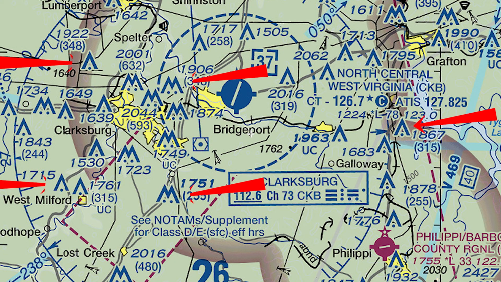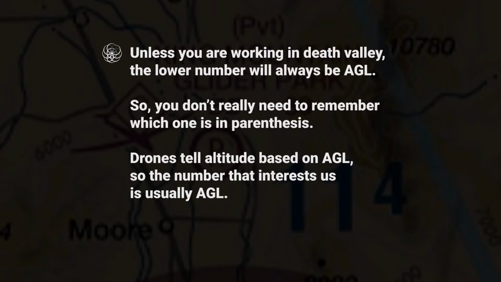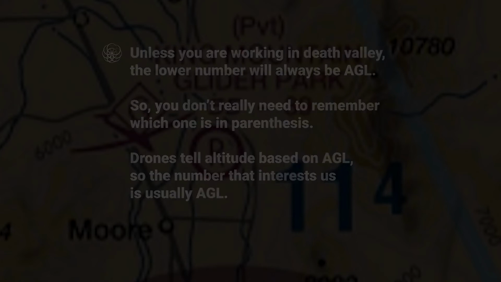Here are some other symbols that you should know. These are symbols for towers. See how they almost look like oil drilling structures? The ones with the bolts of lightning on top mean they have anti-collision lights on top. I'm sure you've seen them either while flying or just driving around. In the sectional chart, they show with 2 numbers, one of them in parentheses. These are showing us the altitudes of the towers in both MSL and AGL. Unless you're working in Death Valley, the lower number always means AGL, so you don't really need to remember the one in parentheses. Drones sell altitude based on AGL, so the number that interests us is usually AGL.